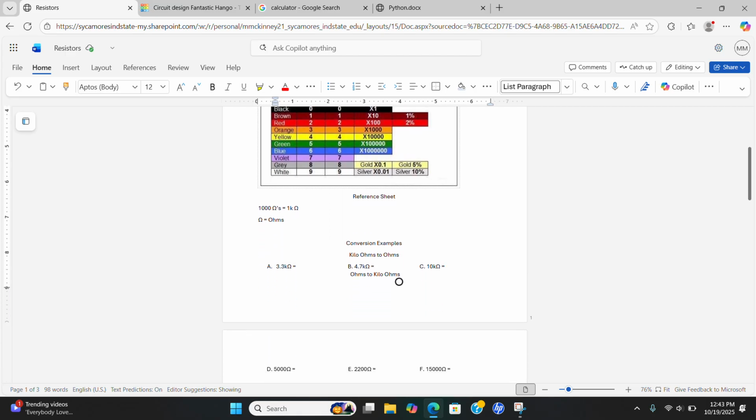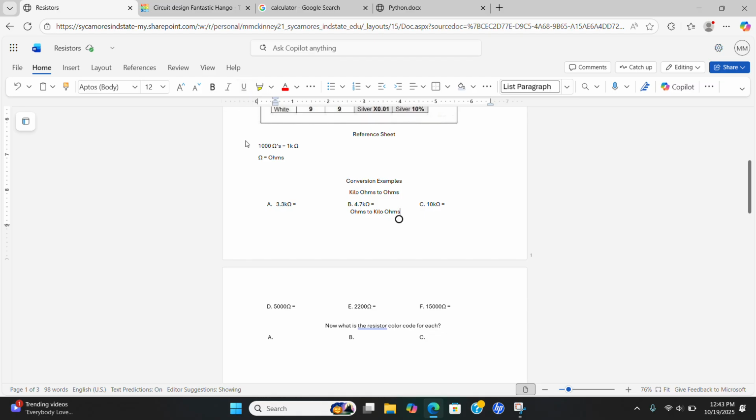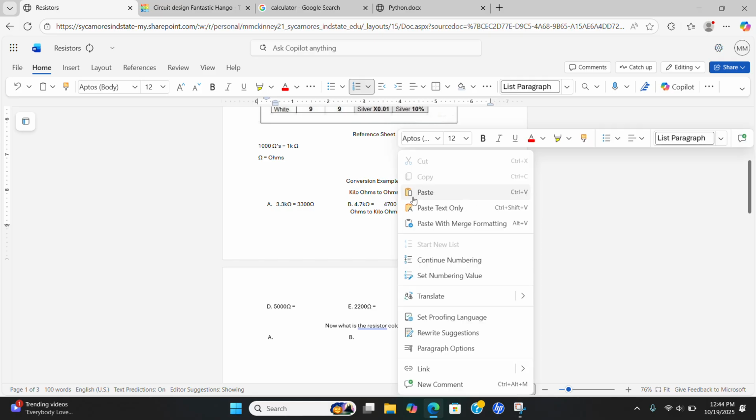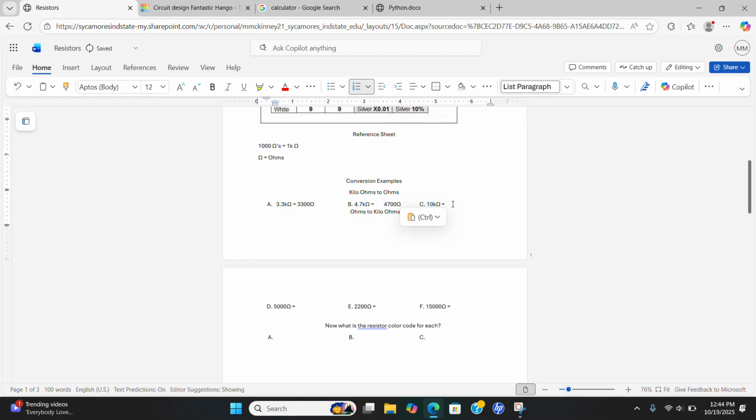So let's go down and do some problems. So here's the reference sheet. 1000 ohms equals 1 kilo ohm, and this is a symbol for ohms. So let's start with kilo ohms to ohms for our conversions. So you have a 3.3 kilo ohm, you have 3300 ohms. Going to move that into position. So you have a 4.7k ohm, you have 4,700 ohms. Suppose you have 10k ohms, well you have 10,000 ohms.